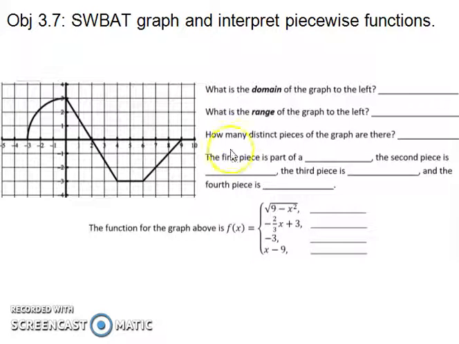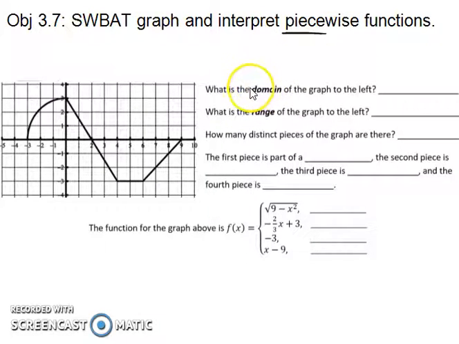Today's objective is that you will graph and interpret piecewise functions. Now, a piecewise function is going to be exactly what it sounds like. It is a function that appears to be in pieces. So we've seen square root functions and circle functions and tangent functions and a whole bunch of different function families.